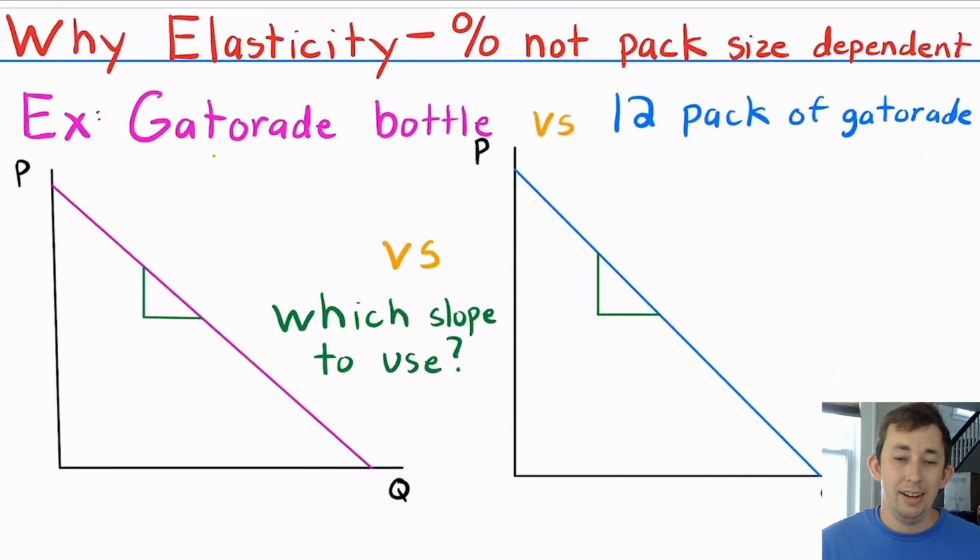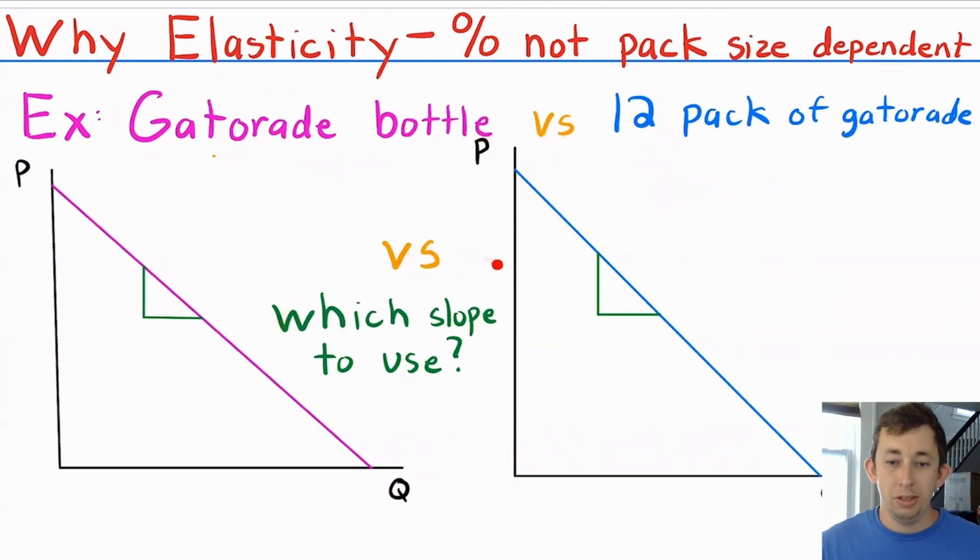Another reason that elasticity is useful is because pack size doesn't matter. What in the world do I mean that pack size doesn't matter? Well, here's an example. Suppose you have two stores. You have a store that sells Gatorade by the bottle, so just a single bottle of Gatorade. You have other stores that sell a 12-pack.